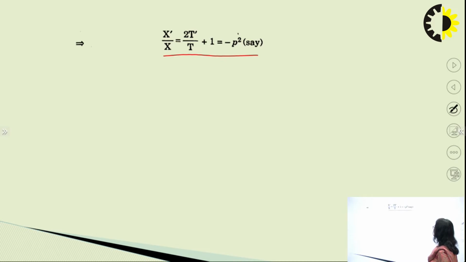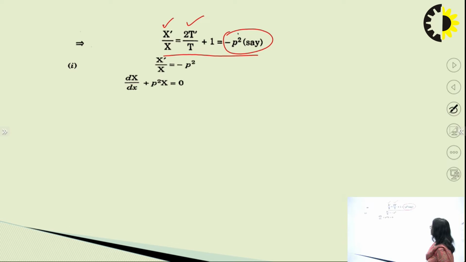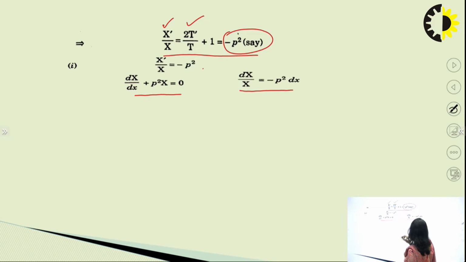X dash upon X equal to 2T dash upon T plus 1 equal to minus p square. This minus p square we are considering as the ratio constant. Since two ratios are equal, one is this ratio, another is this ratio, if they are both equal, we will consider them as equal to, say, minus p square. Now, considering them equal to minus p square one by one, in the first instance we are taking X dash upon X equal to minus p square, which gives us dX by dx plus p square X equal to 0, and hence we get dX upon X equal to minus p square dx.